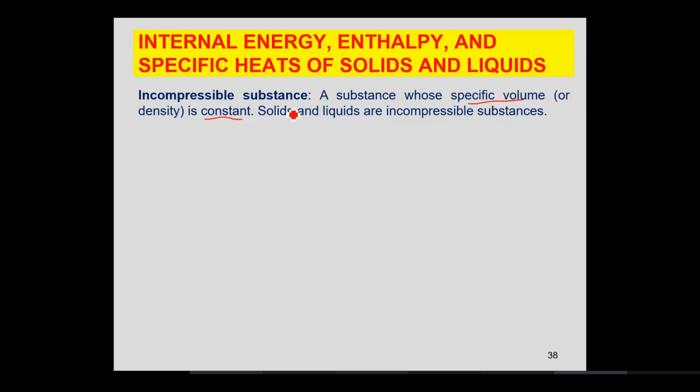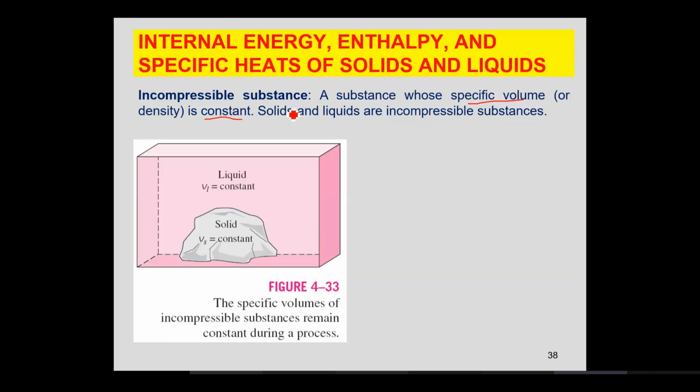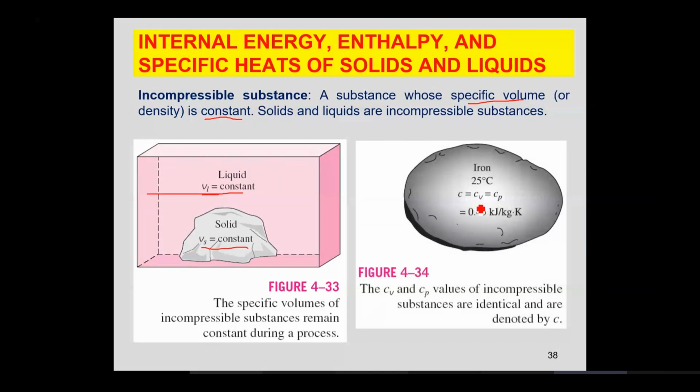Any question? All right. So, if you're talking about liquid and solid, and they are incompressible, their specific volumes would remain constant with regards to pressure. Another thing associated with solids and liquids is that you don't have two different kinds of specific heats. Specific heat with regards to constant volume or constant pressure is essentially the same for solids and liquids, and it is defined by the term C.